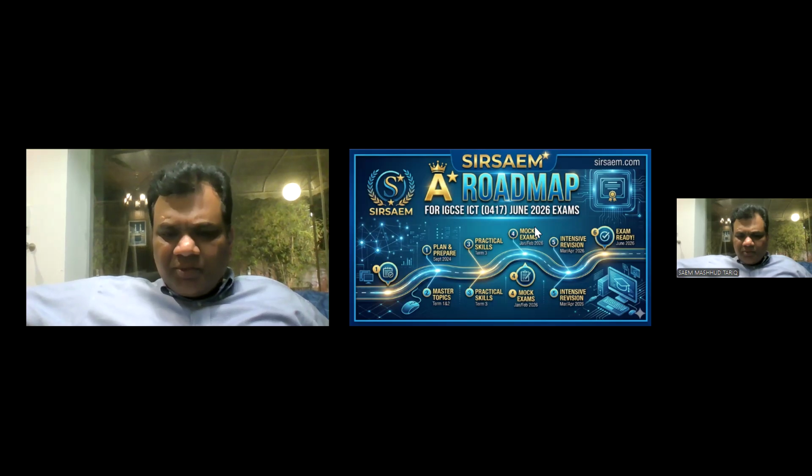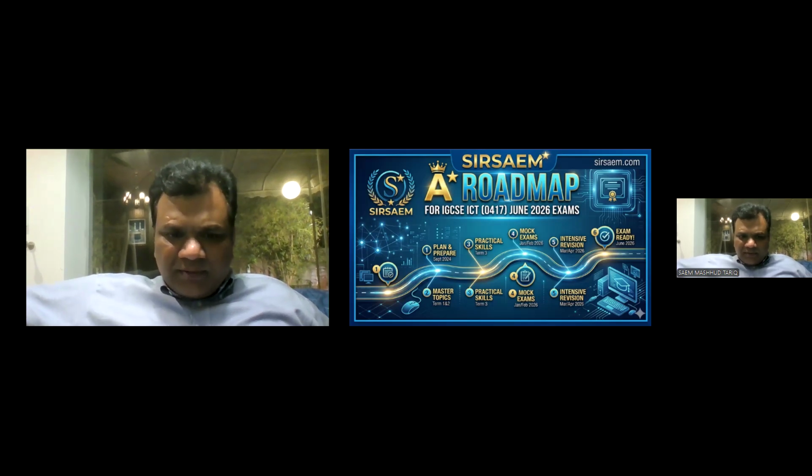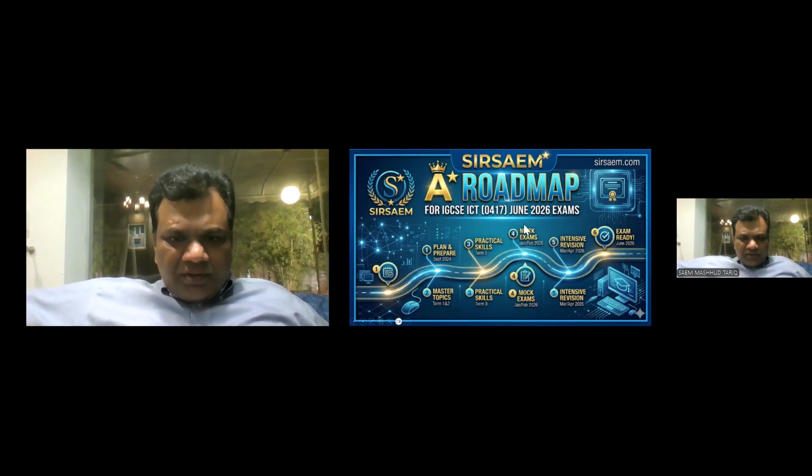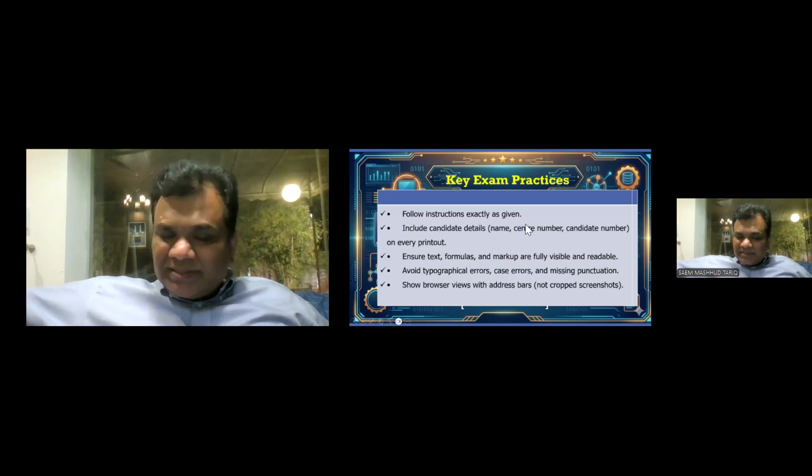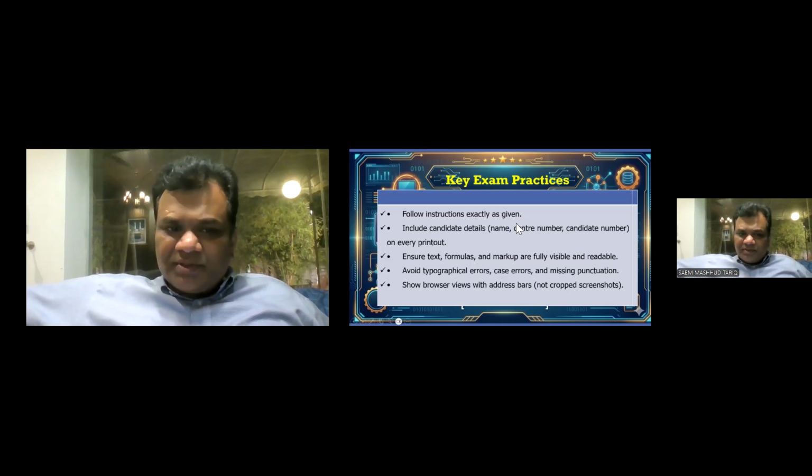So we'll look at the most important points that you have to take care of while appearing for paper three to get an A star or even for a distinction. First of all, the key practices would be, obviously, common sense, but this common sense is ignored by many students. Please read the instructions carefully.